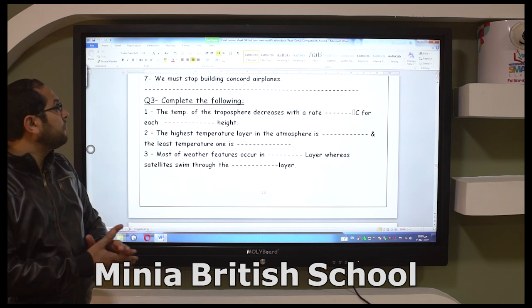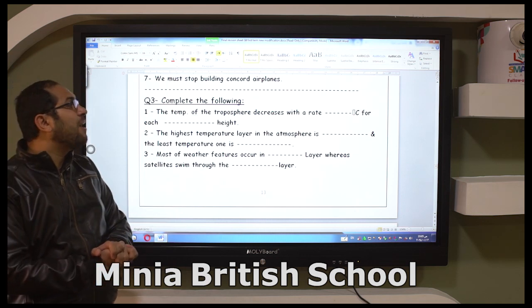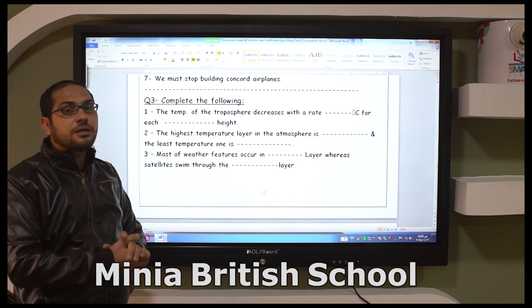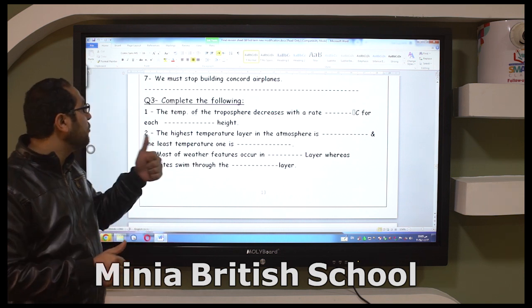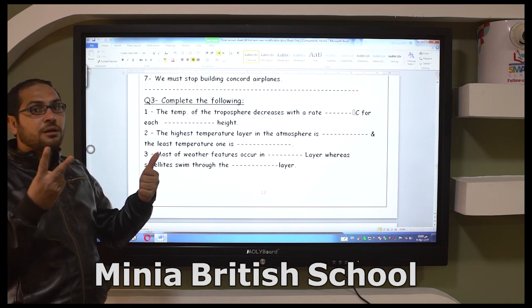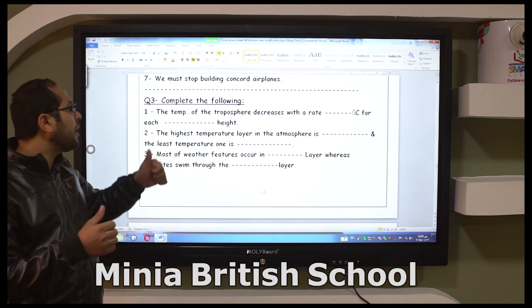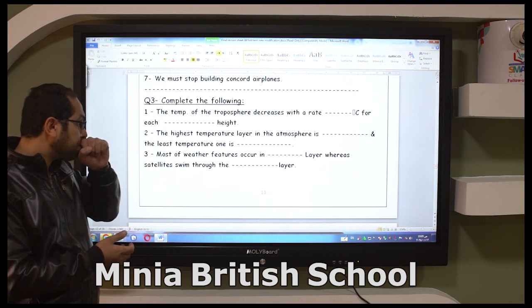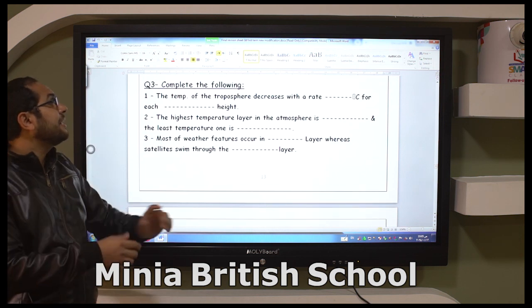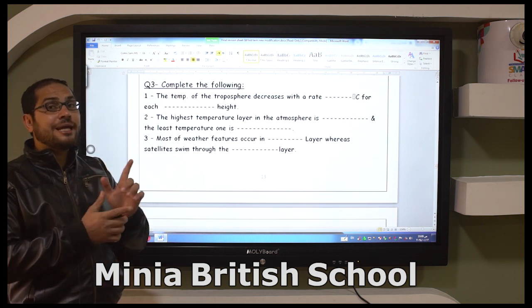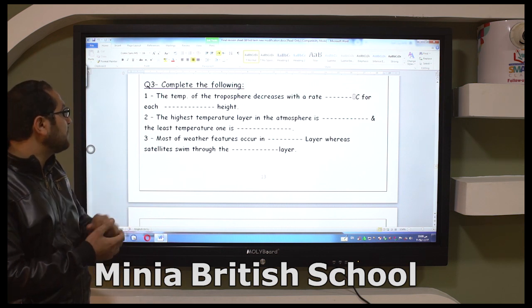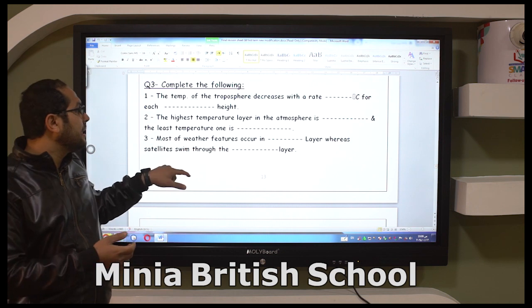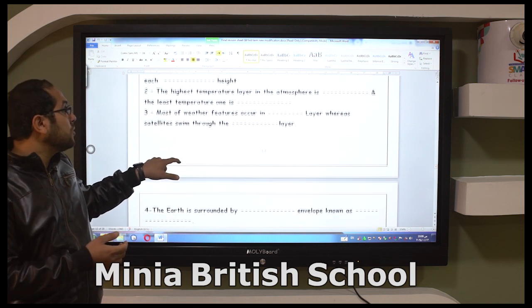The temperature of the troposphere decreases at a rate of 6.5 degrees Celsius for each 2 kilometers, 3 kilometers? No, for each 1 kilometer of height. The highest temperature layer in the atmosphere is the thermosphere, while the lowest temperature layer is the mesosphere.